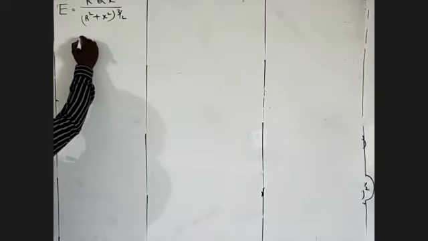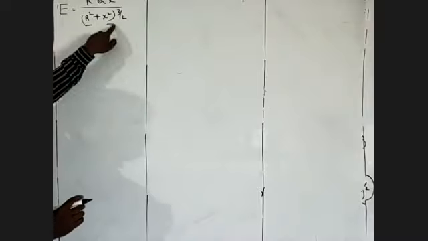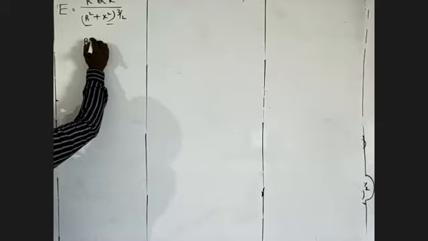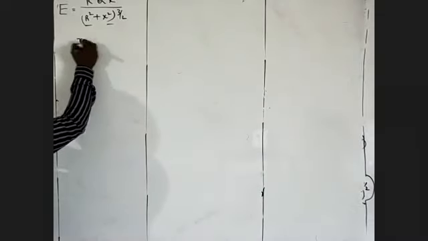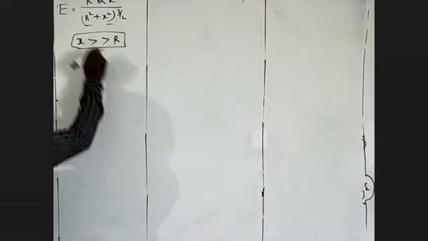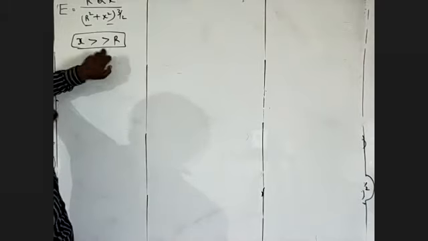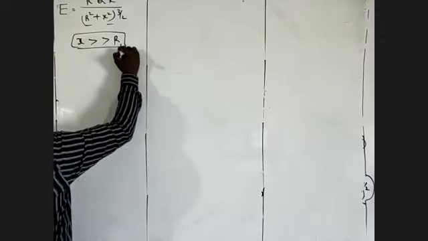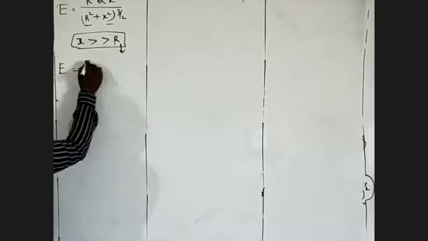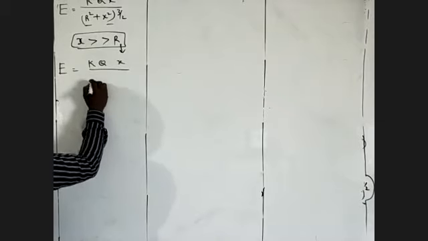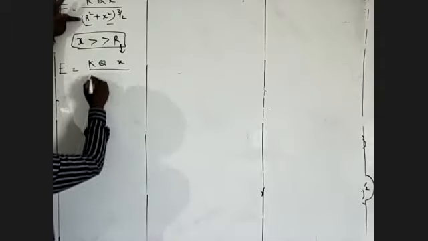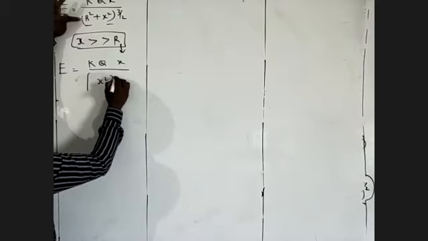Now in this equation, we have r square plus x square. I'm going to neglect r, the first term, when x is much greater than r. In this equation, r is very small and x is much greater than 2r, so I'm neglecting the small r. In this equation, E is equal to kqx by (r square plus x square) whole power of 3 by 2, and I'm neglecting r square.